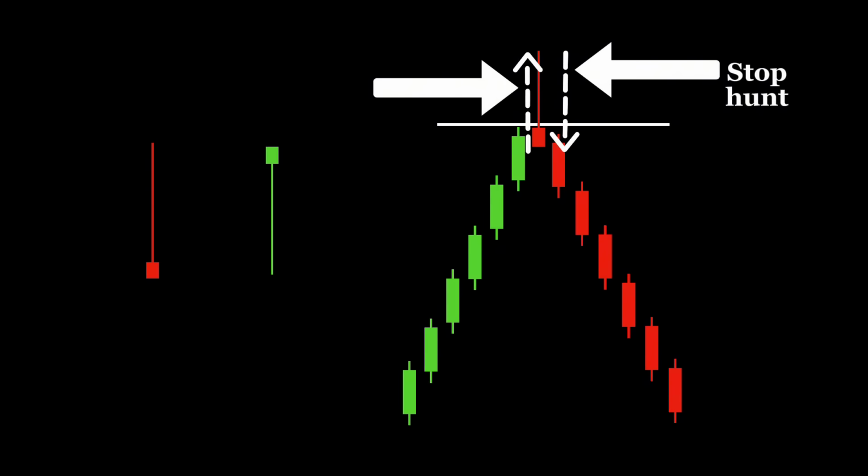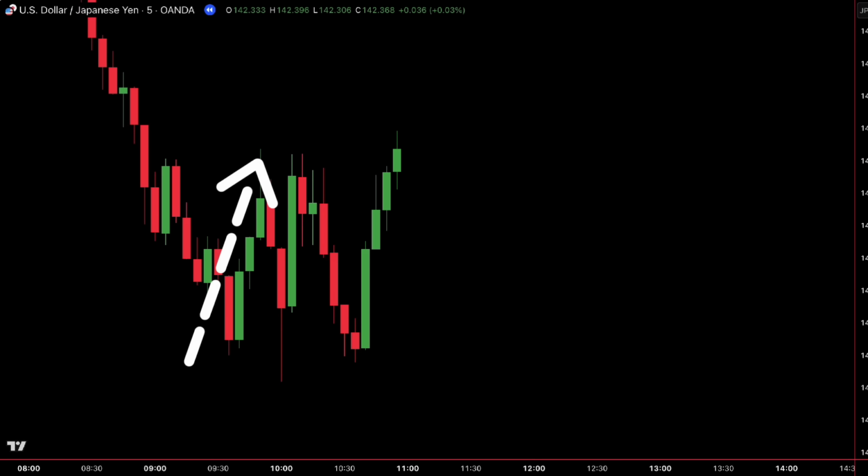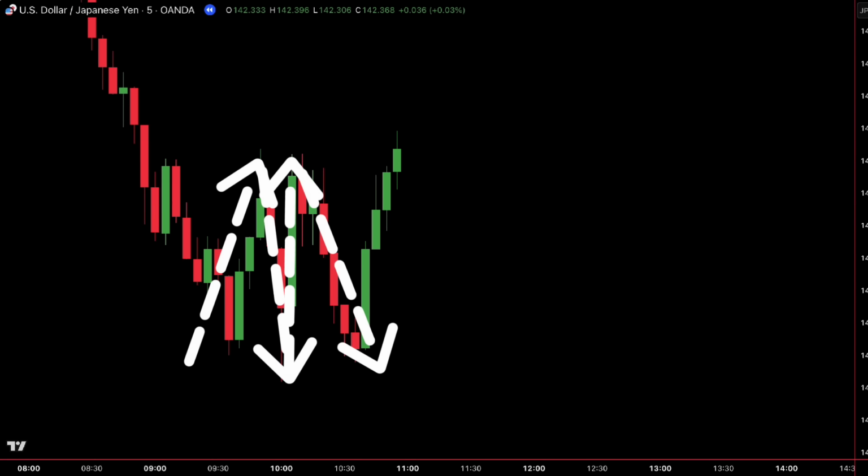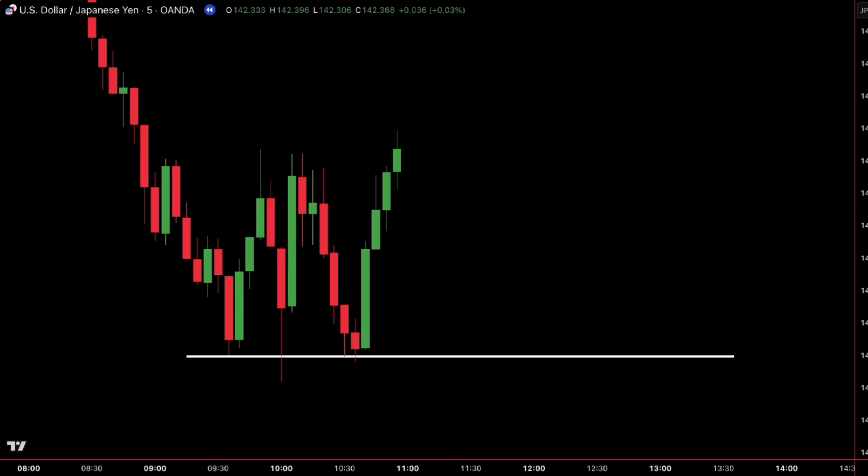Now that you understand what the deception candle is, let me show you 3 ways smart money uses it to trap retail traders and validate powerful zones. Look at this chart. Price taps this level and reverses. It pulls back again, taps it, and reverses once more. Now we have a strong support level forming.